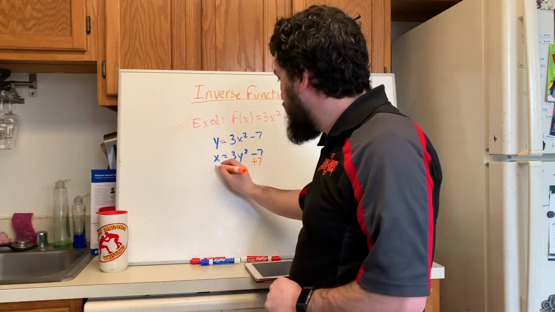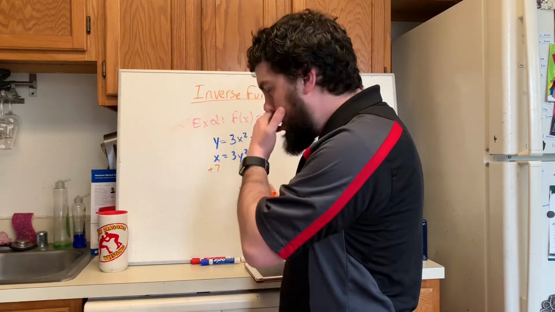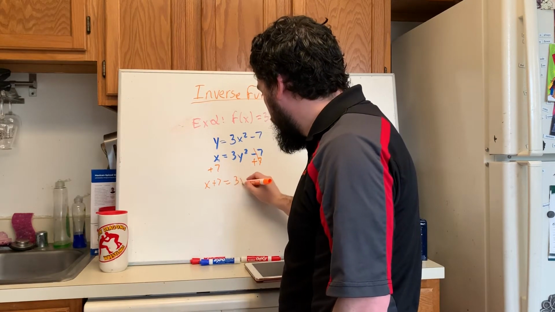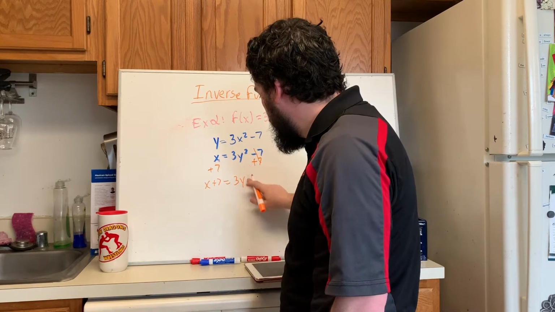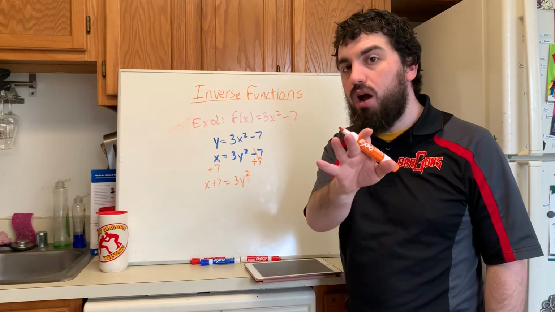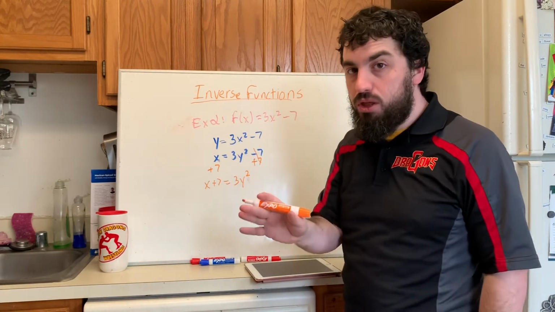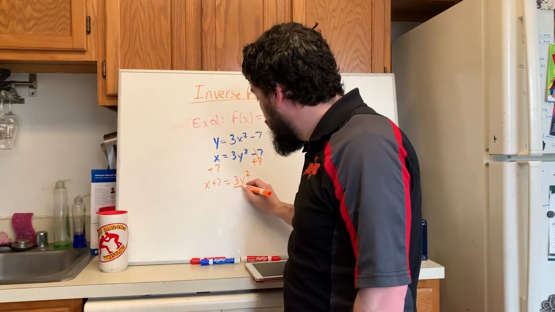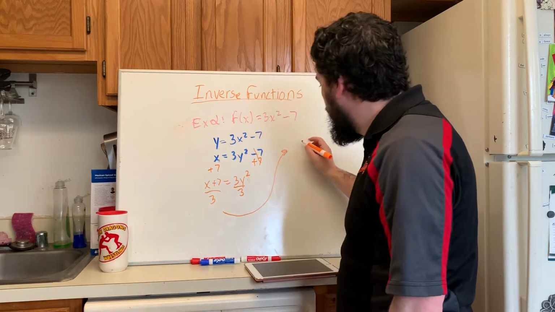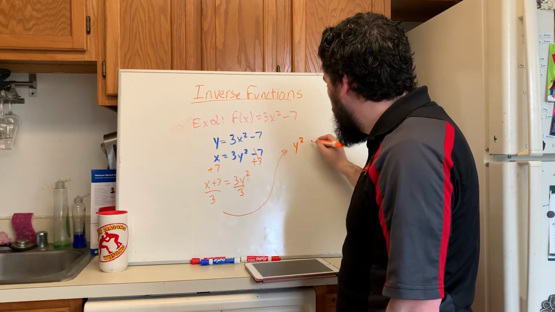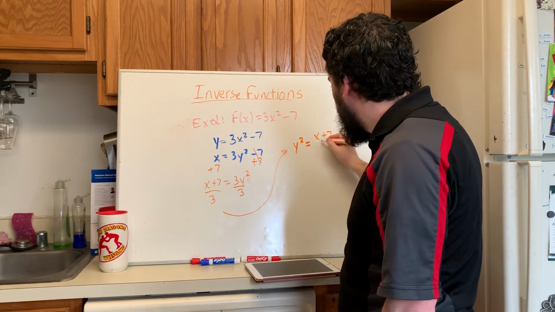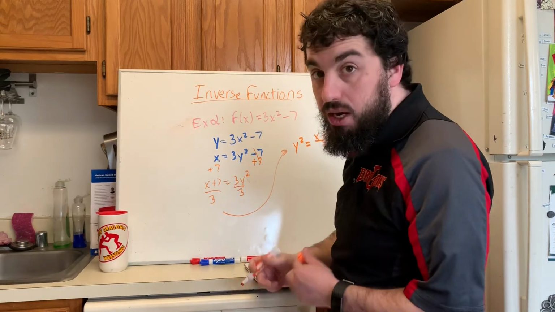So again, let's add 7 to both sides. So that's going to be x plus 7 is equal to 3y squared. Now, I want to get rid of the 3 in front of the y squared before I deal with the squared part. So we are still going to divide here. My work's going to come up here, giving me y squared is equal to x plus 7 over 3.